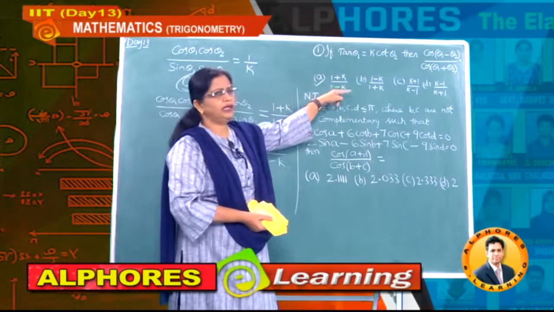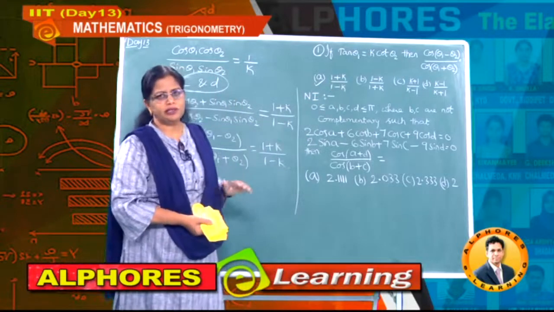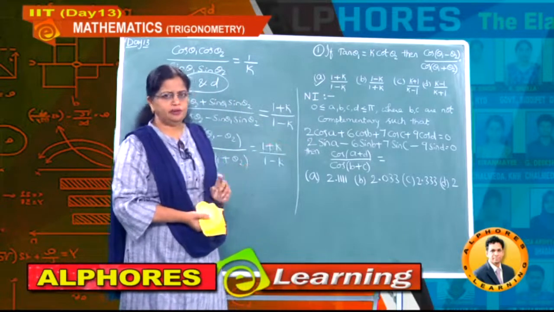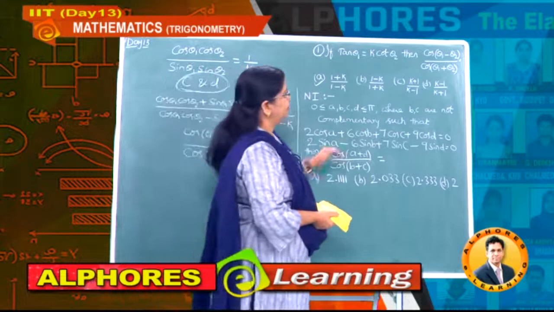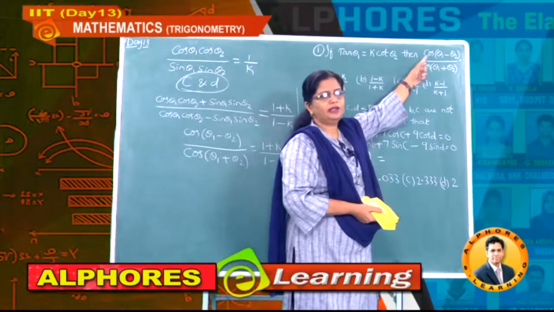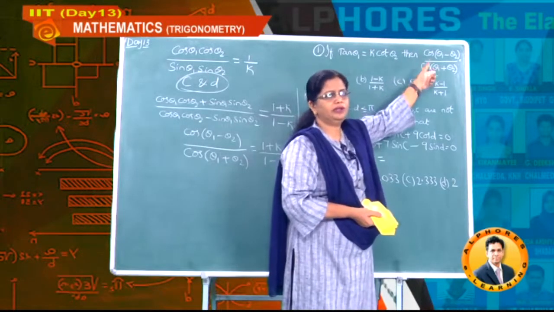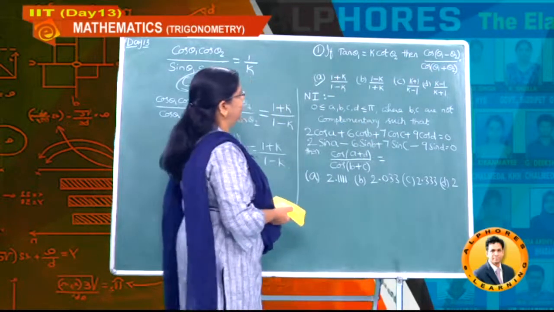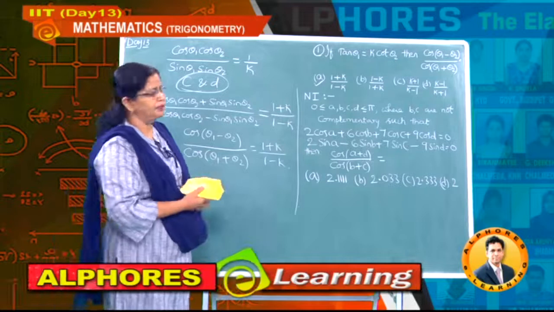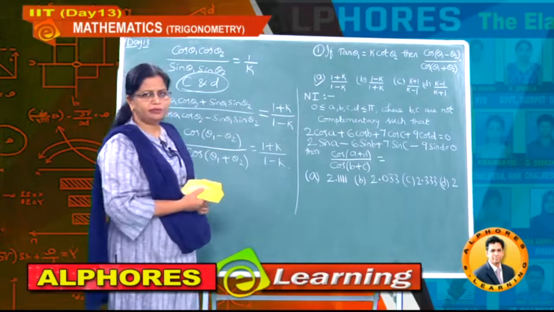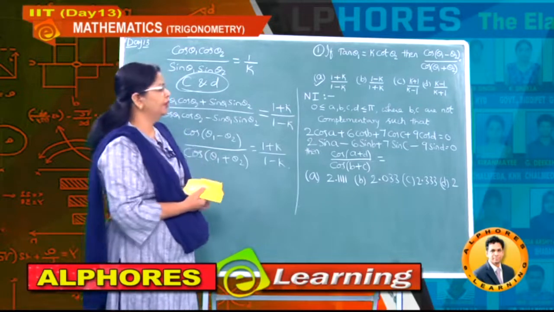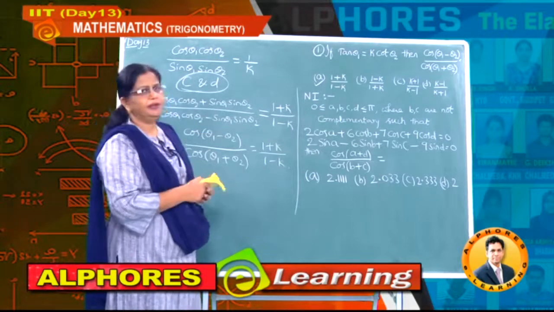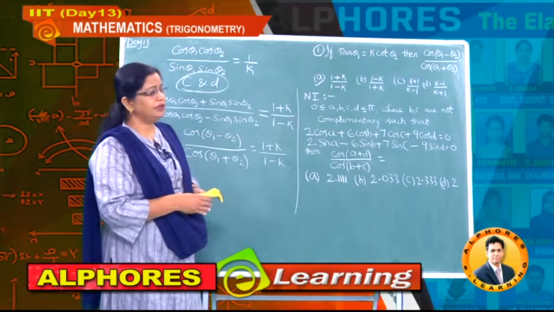Once the options are given in this way, the concept is nothing but componendo dividendo. You have to get here cos theta 1 cos theta 2 plus sin theta 1 sin theta 2 divided by the denominator, and now you get this kind of value. So students, this is one of the important models. Now, in componendo dividendo we have some other value.